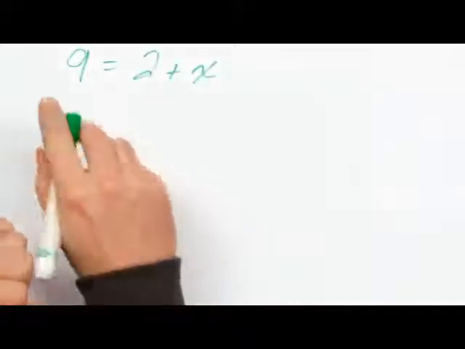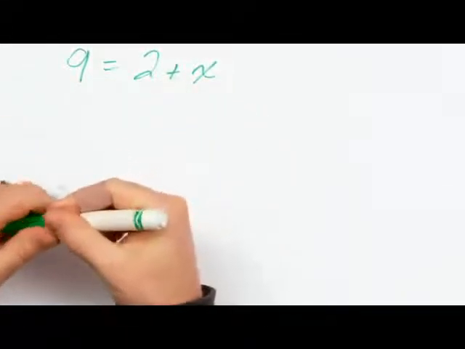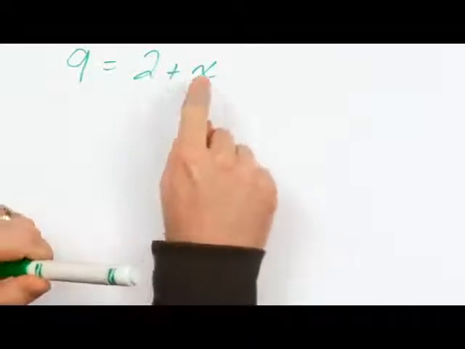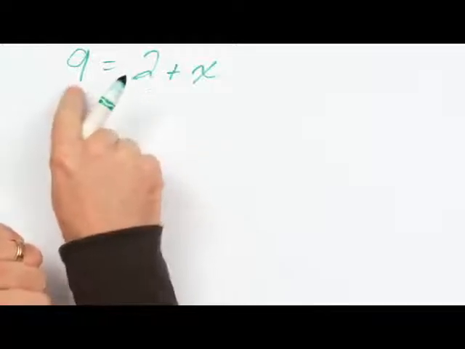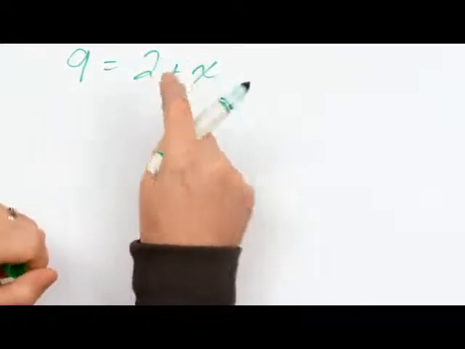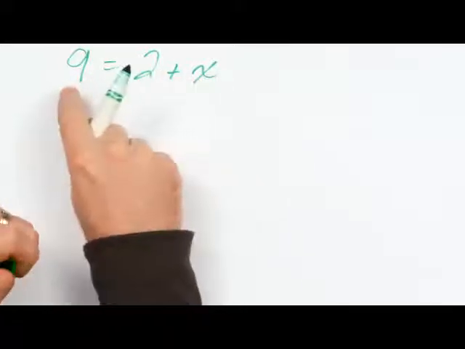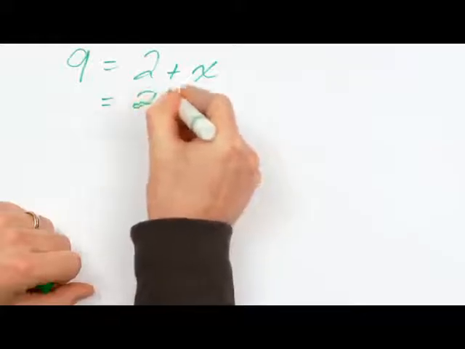Let's investigate solving equations. This equation says that 9 is equal to 2 plus x. To solve this equation, I need to find the value of x to make this statement true. So I compare the left side, 9, to the right side, 2 plus x, and I ask myself, what do I add to 2 to get to 9? Well, since 2 plus 7 is 9, I think that's going to be the solution.